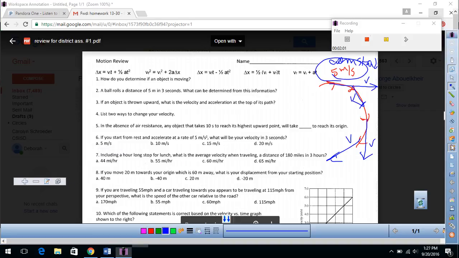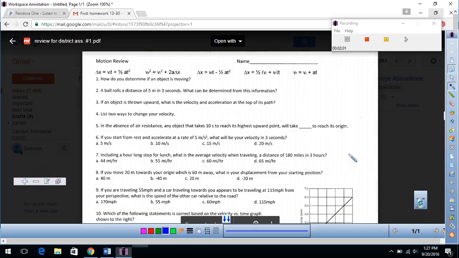All right. In the absence of air resistance, any object that takes 10 seconds to reach its highest upward point will take 10 seconds to go back. Okay. Start from rest. All right, so VF = VI + AT. You know VI is 0. You know A and T. Go for it.